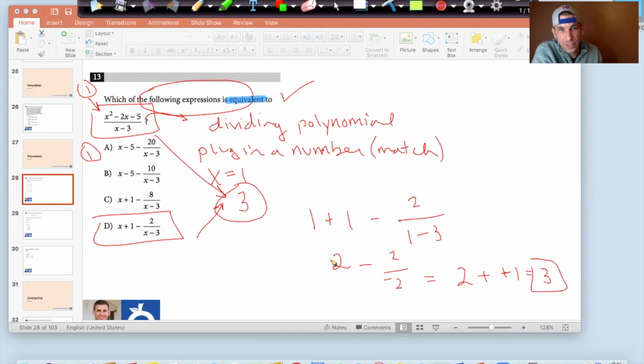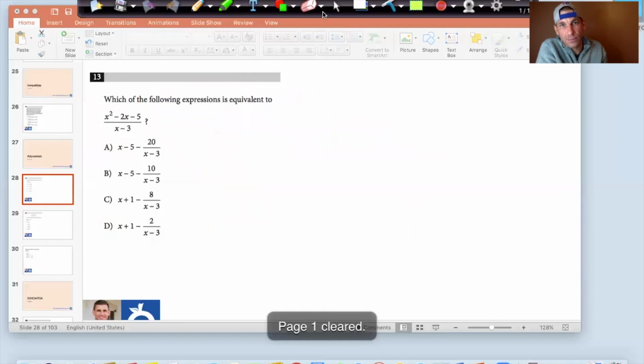So 3 is my answer. D is my answer. Moving on, right? All right. You can do it the other way. Once again, you can do it through classical synthetic division, which I know that we've covered. But I want to make sure that if you get stuck on how to do that for test day, just remember to use the strategy of plugging in a number and then finding which of these is going to be the best equivalent value. Okay.